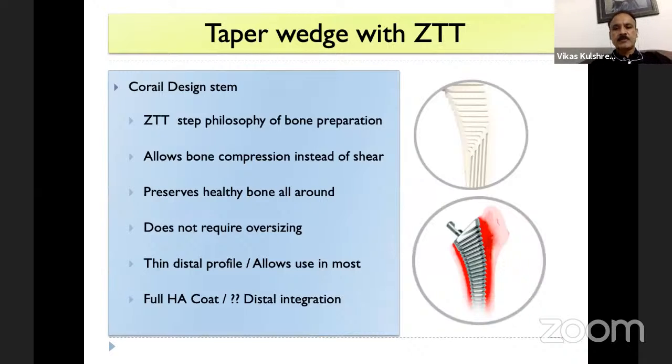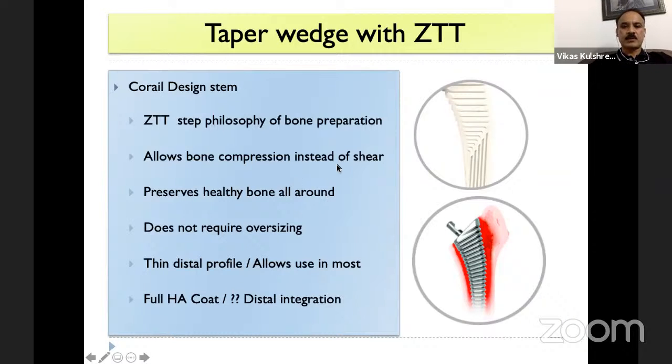Coming to the other design, which Dr. Jason just said was one of the most popular combinations, the Corail Pinnacle. So the Corail stem has a ZTT philosophy. Although the basic stem is a taper wedge, a blade stem, from where the taper wedge stems have come in. The philosophy came in from here. But here the difference is it's a fully HA coated stem, and it has these undercuts which are Z shaped, and they compress the bone while preparing the bone.